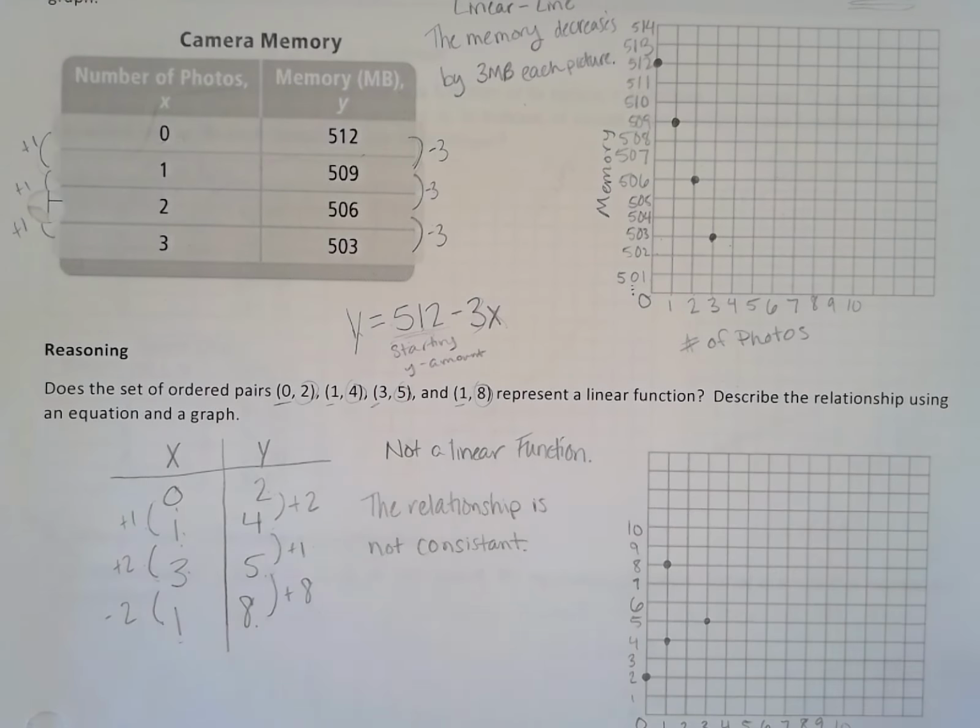And when you graph it, you'll see that the dots are all over the place. The relationship is what we call not consistent. It's not a constant line. It doesn't go straight up. It doesn't go straight down. It's just not consistent. So that would be a non-linear function, or not a linear function.